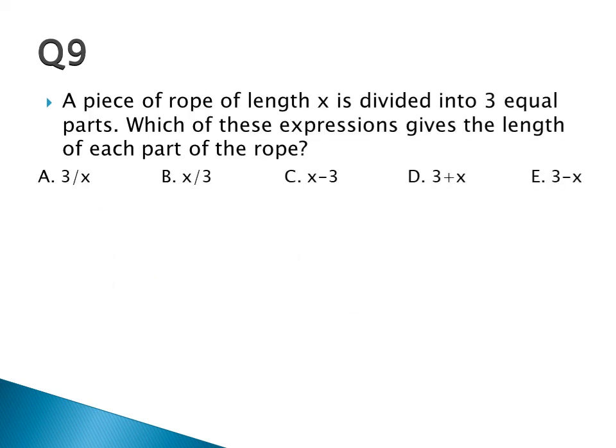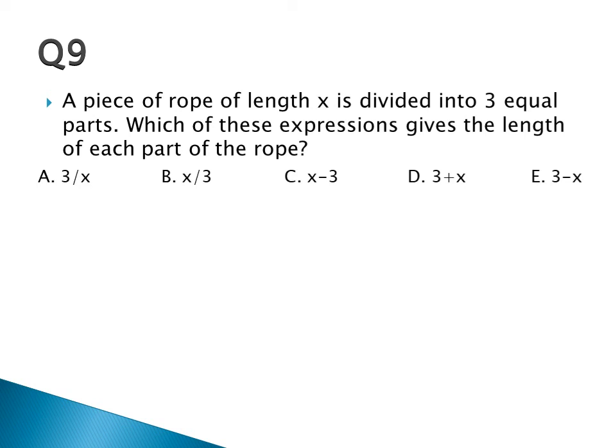Moving on to the last question of this video. A piece of rope of length x is divided into 3 equal parts. Which of these expressions gives the length of each part of the rope? The options given are A is 3 divided by x, B x divided by 3, C x take away 3, D 3 plus x, and E 3 minus x.